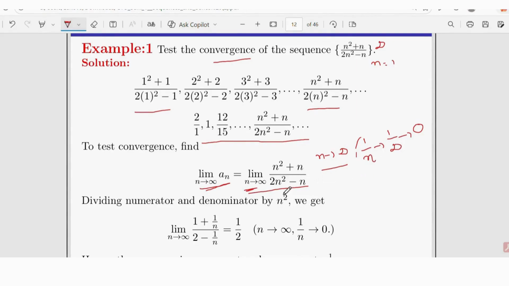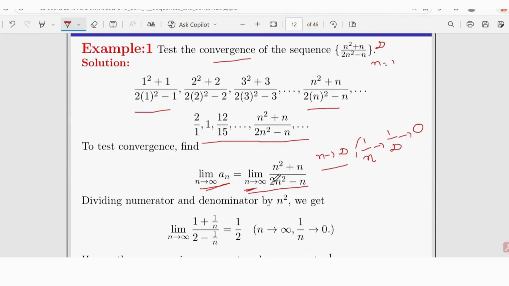This is an algebraic manipulation. In the numerator, the maximum power of n is n square, so the numerator is divided by n square. Same in the denominator, the maximum power of n is n square, so the denominator is also divided by n square. So dividing numerator and denominator by n square, what do we get?